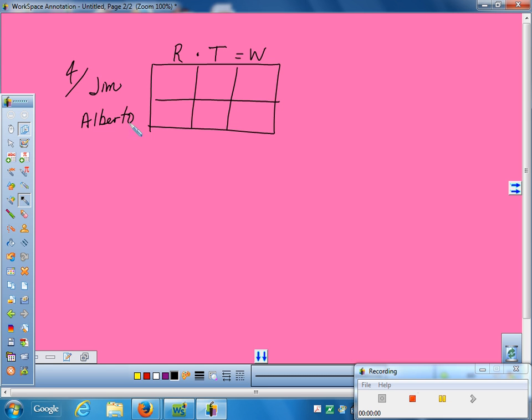Okay. Are they both working at the same speed? No. Okay. So we don't want to set it up with two variables. So you need to pick one of them. Is X going to be Jim or is X going to be Alberto? Jim's X. Okay, so if Jim is X, he's twice as fast, so 2X is Alberto's.